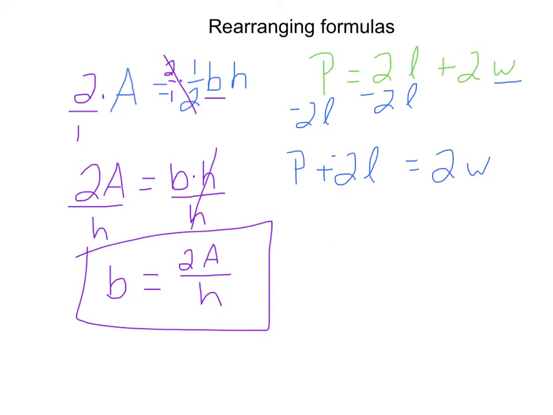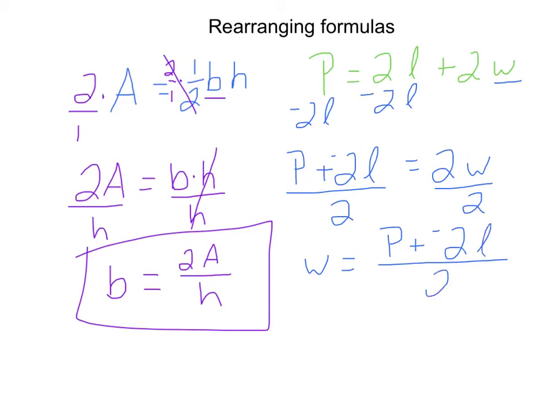Now the only thing happening to my W is that it's multiplied by 2. So the inverse operation of multiplication is division. So we will divide both sides by 2. And our width is going to equal our perimeter plus negative 2 times our length over 2.